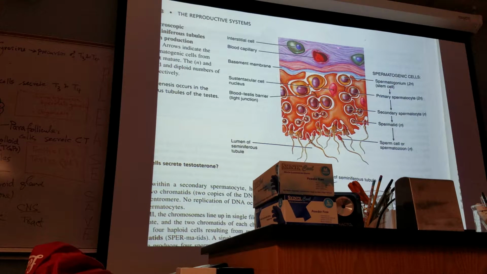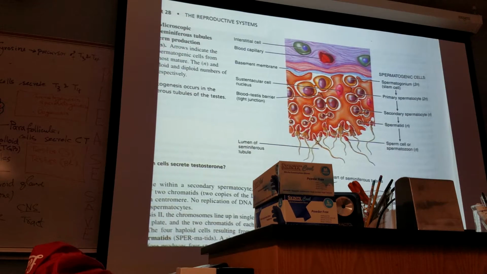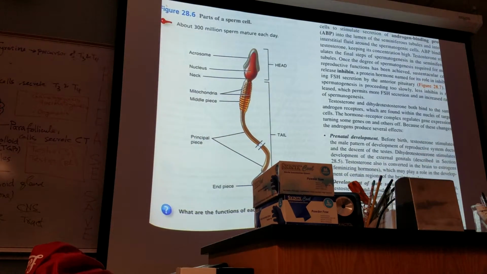These cells are located between seminiferous tubules in the interstitial spaces. Here, this cell secretes testosterone. Okay? Now, what about a sperm cell? You need to know the anatomy of a sperm cell.